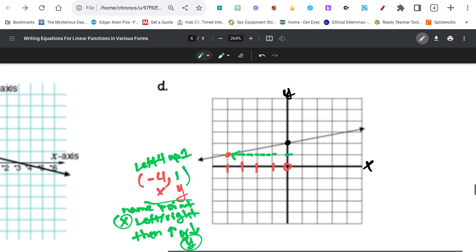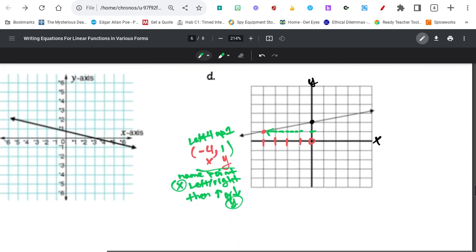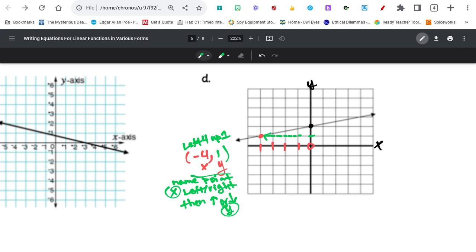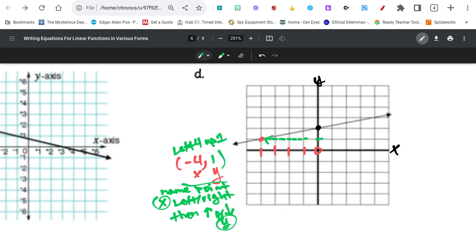Now, slope is just the opposite. Slope, you do your y before your x. You change your y before you change your x. So it's the opposite of what it requires to name a point. To name a point, you put your x first and then your y. But to do slope, it's your y before your x. They're opposites of one another, okay? It's up and down before left and right on slope.